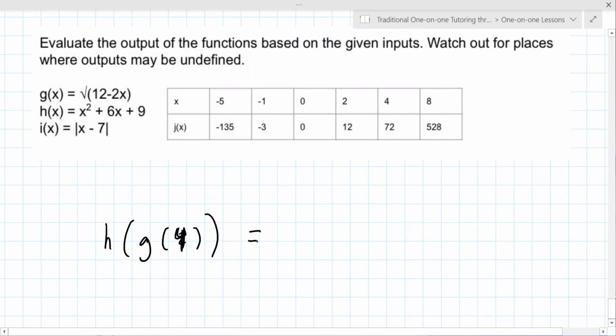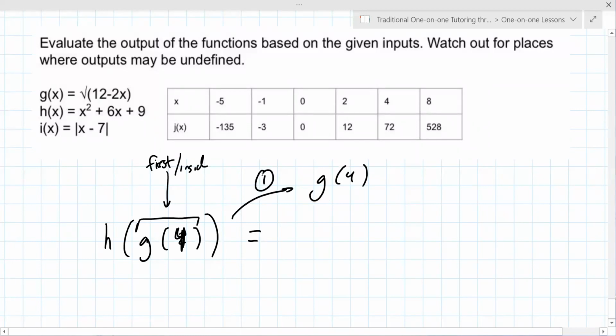What is the first thing you do? The inside, g of 4. You have to first go and figure out what is g of 4. That's your first step. That's this inside part, and whatever that number is, you're going to use it. Which one is g? The first one. Yes.